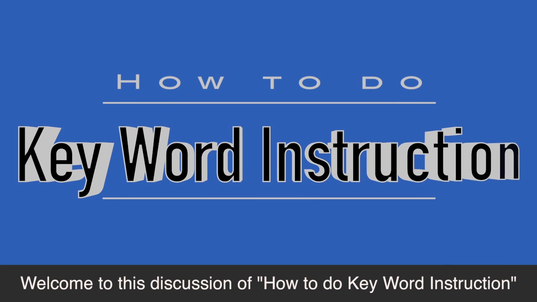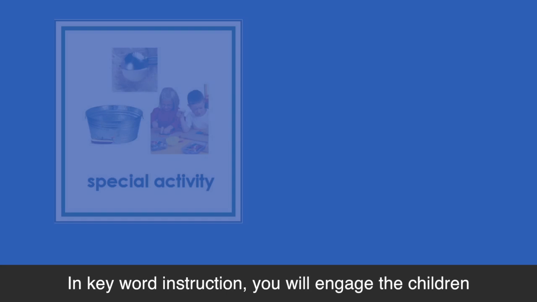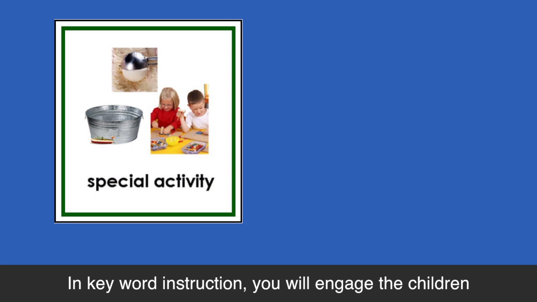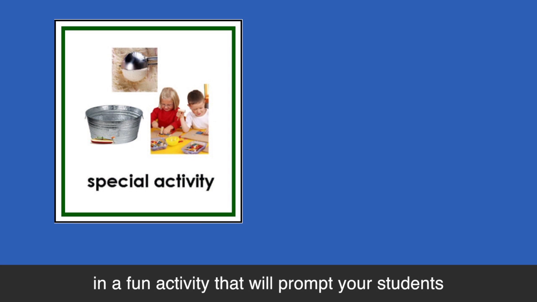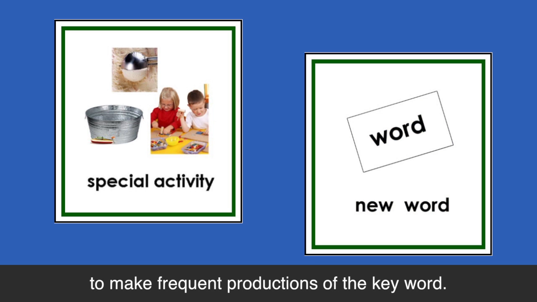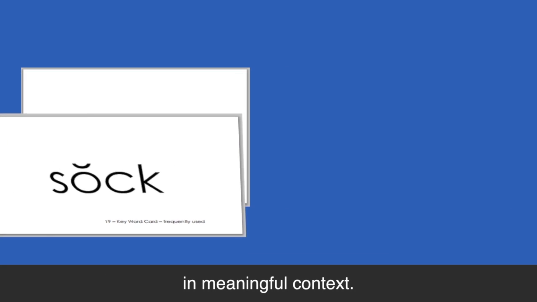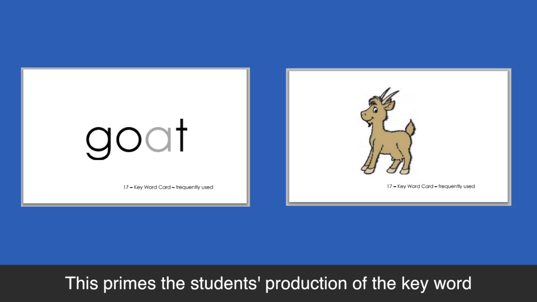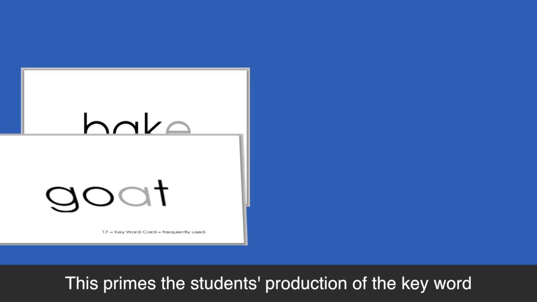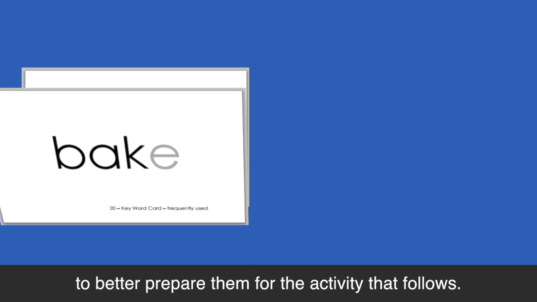Welcome to this discussion of how to do keyword instruction. In keyword instruction, you will engage the children in a fun activity that will prompt your students to make frequent productions of the keyword. You will prompt them frequently to produce the keyword in meaningful context. This primes the students' production of the keyword to better prepare them for the activity that follows.